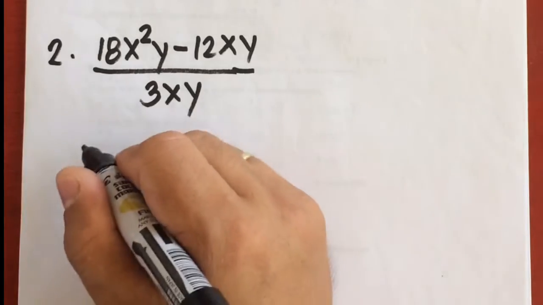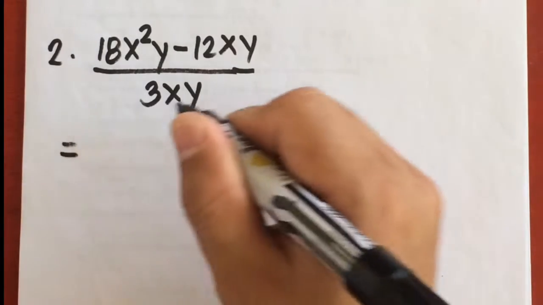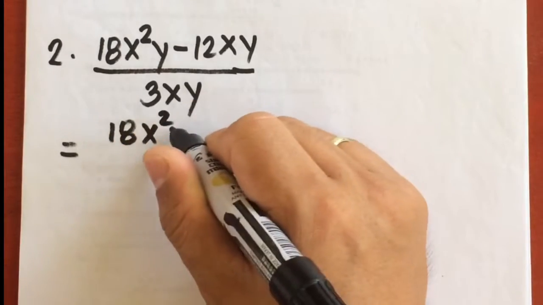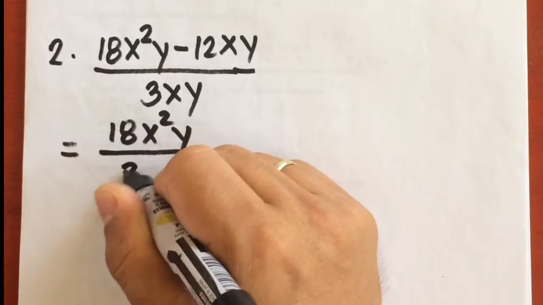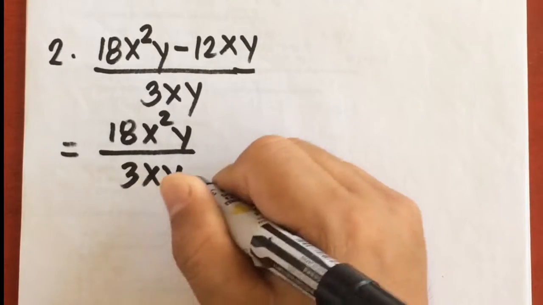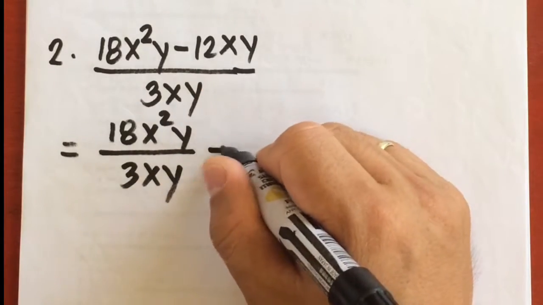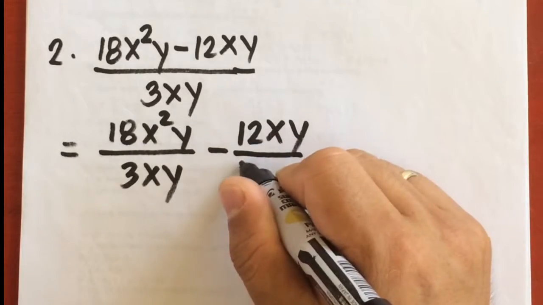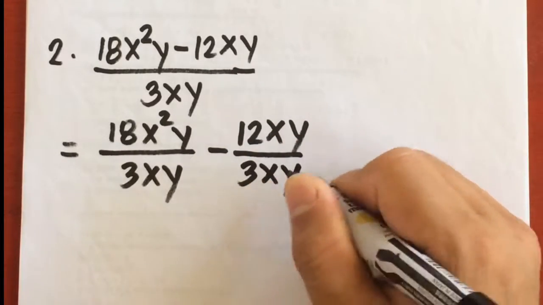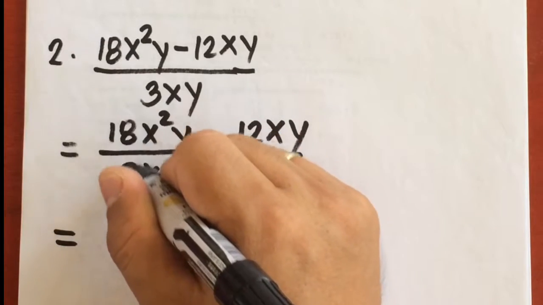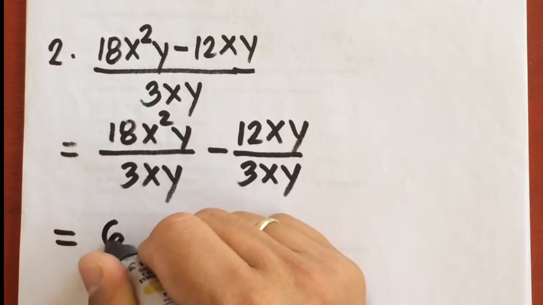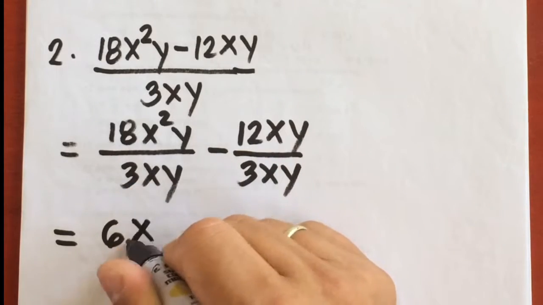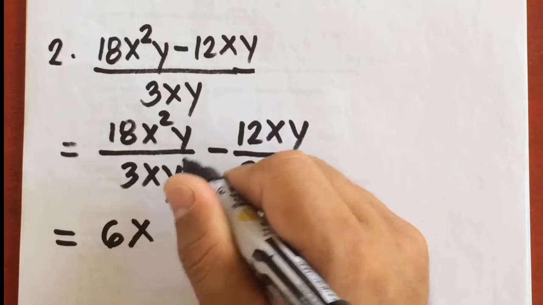Now for number 2, same with number 1, we're going to divide 18x squared y by 3xy. Then negative 12xy divided by 3xy. Now 18 divided by 3, that will be 6. Then x squared divided by x, that will be x. And y divided by y is 1.